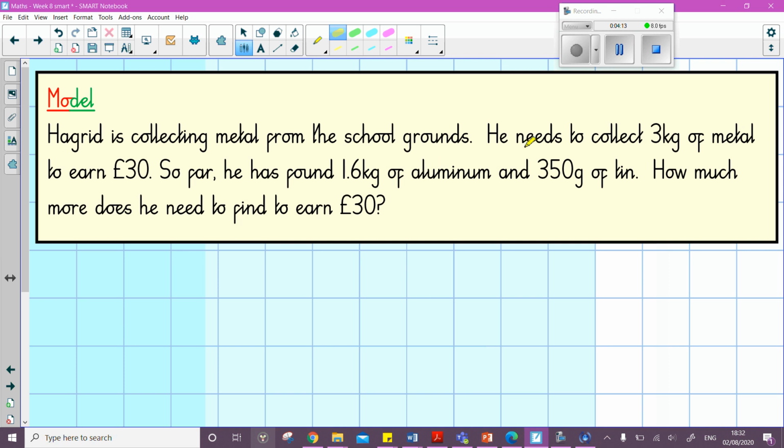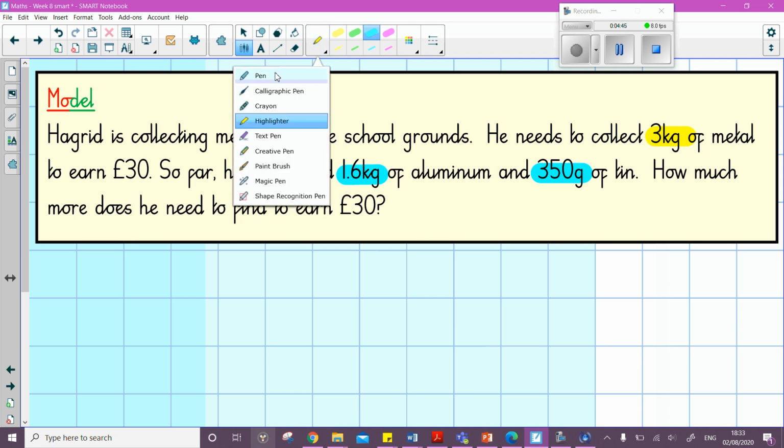Now, there seems like a lot of information in there. So this is where the multi-step comes into play. So he needs to collect 3 kilograms of metal to earn £30. Now, so far, he has found 1.6 kilograms and 350 grams. So straight away there, we can see that the units of measure are different. How much more does he need to find to earn £30?